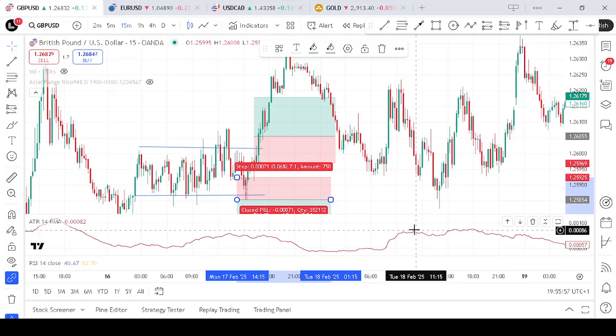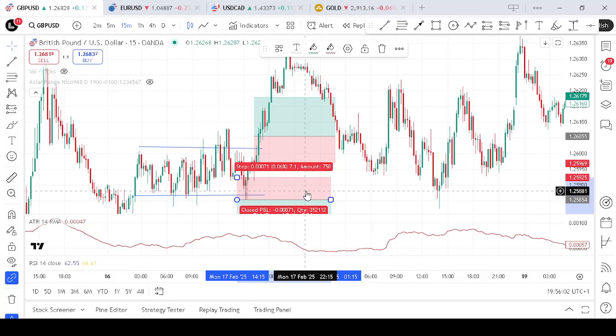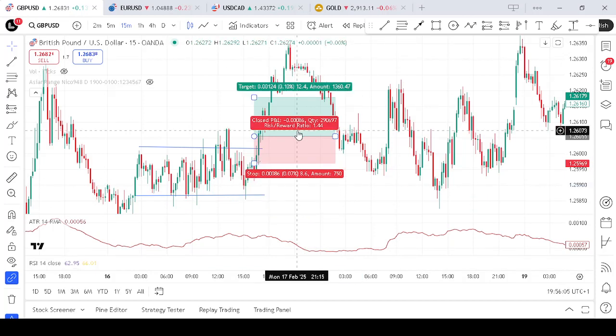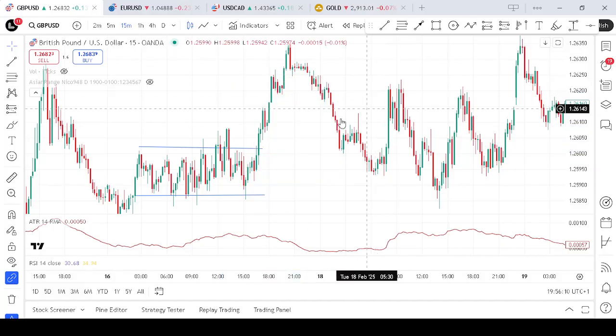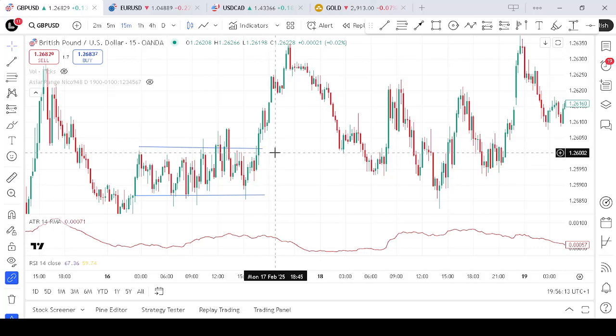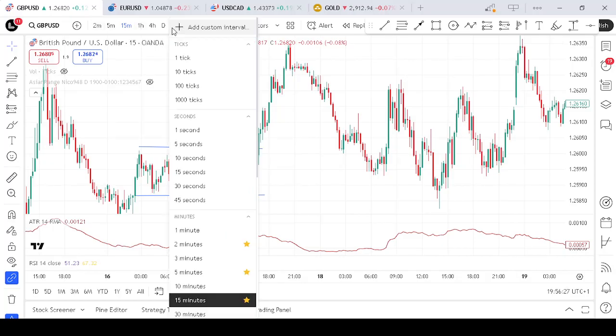Now, the second method is the scalping method. The scalping method is a fast-paced trading strategy designed to take advantage of small price movements in low volatility markets. This approach involves executing a high volume of trades within a short time frame, often lasting just a few minutes.